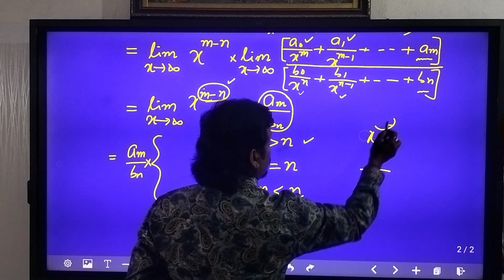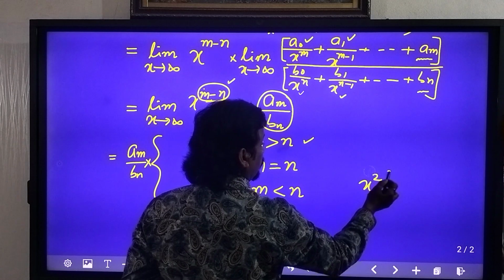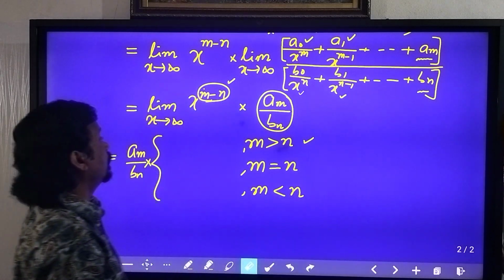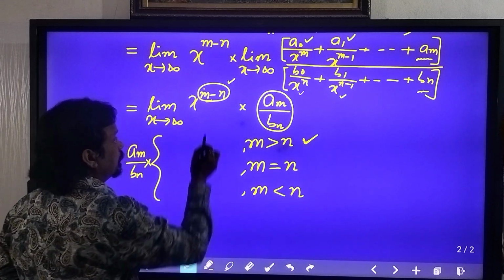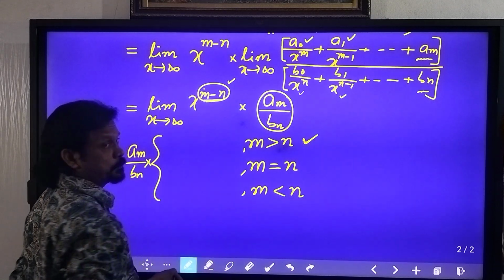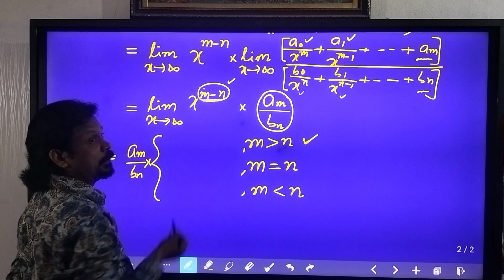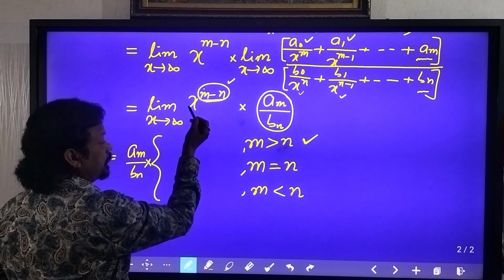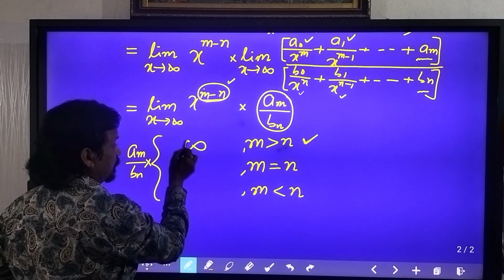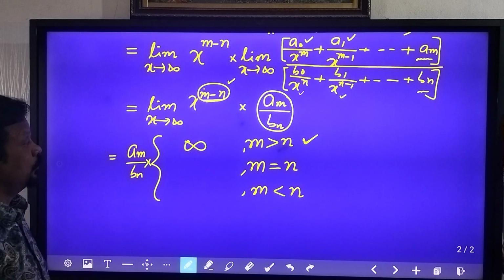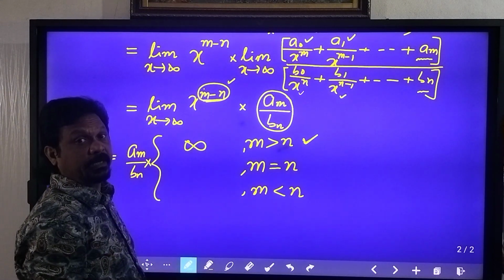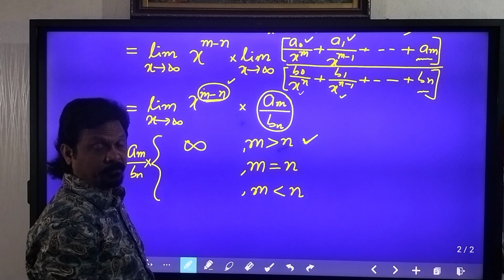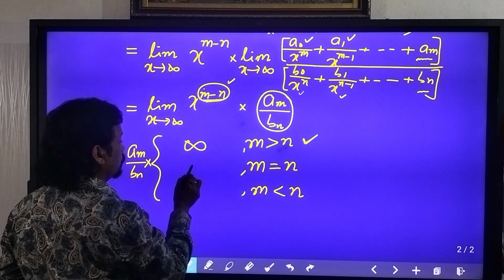Okay, so see here, in the first case, if m is greater than n, that means this power is positive. That means x will remain in the numerator. So if x tends to infinity, this will become infinity. Okay. And if m is equal to n, that means this power will become 0, and x to the power 0 means 1, and limit of 1 is 1.